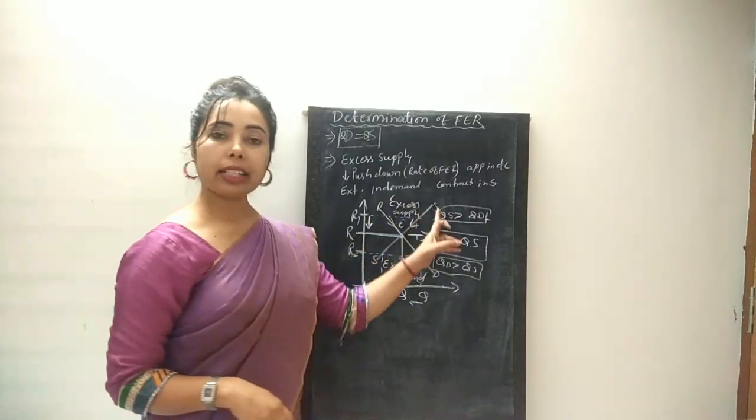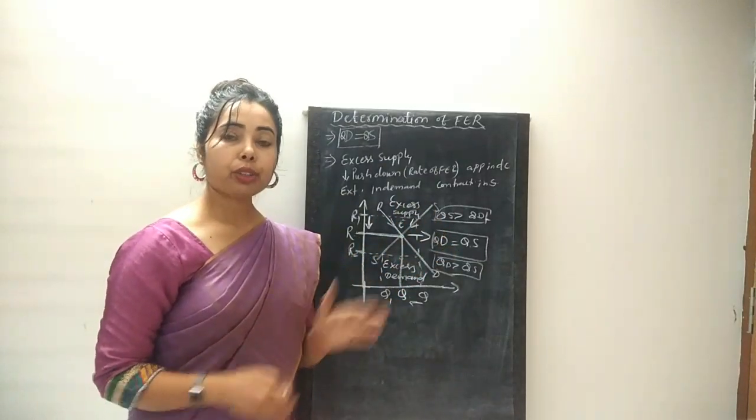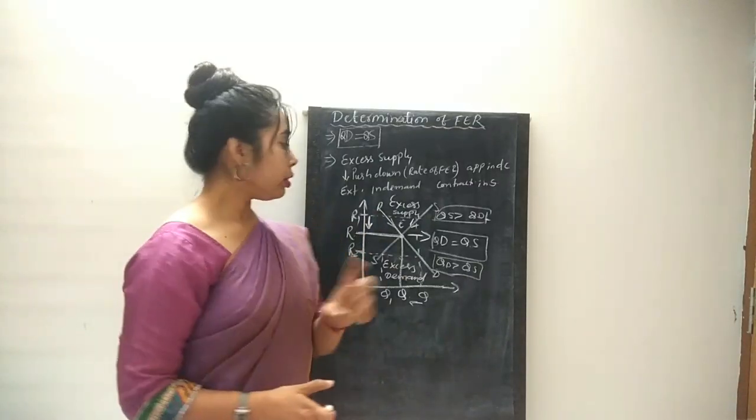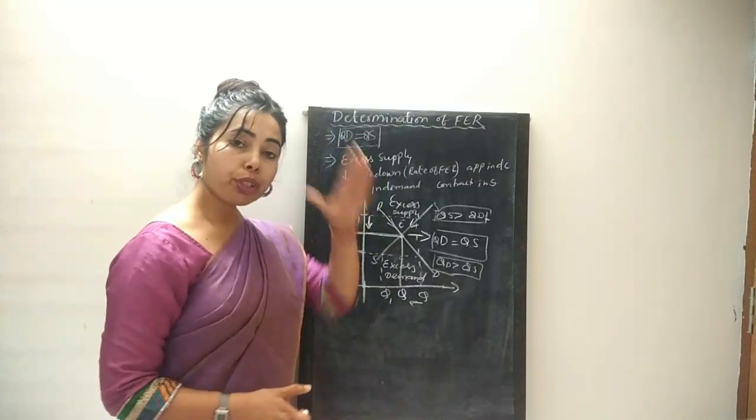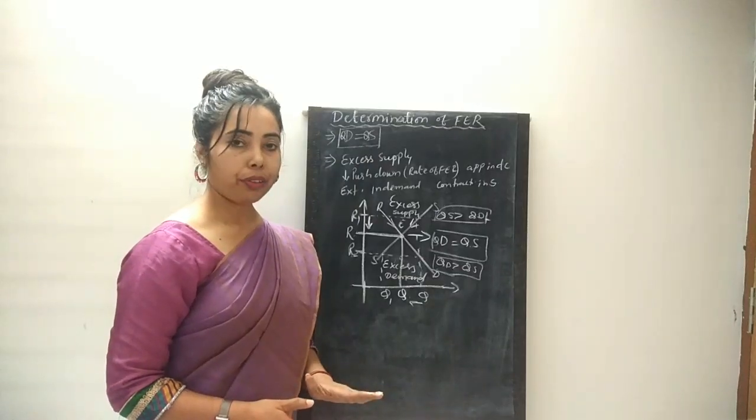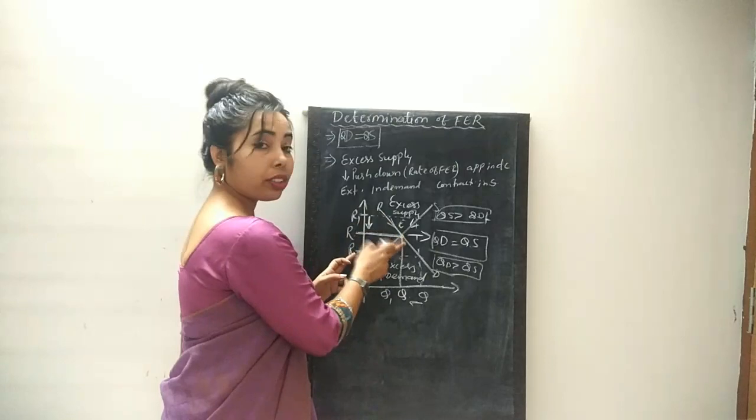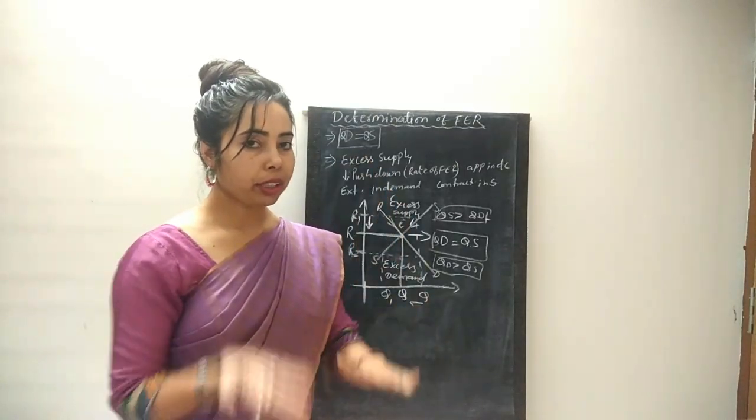Okay, whenever there is excess supply, what happens? To bring it back into the equilibrium situation, the rate of exchange will push down the price of foreign currency. When the price falls, there will be extension in demand. We all know when price falls, demand rises.